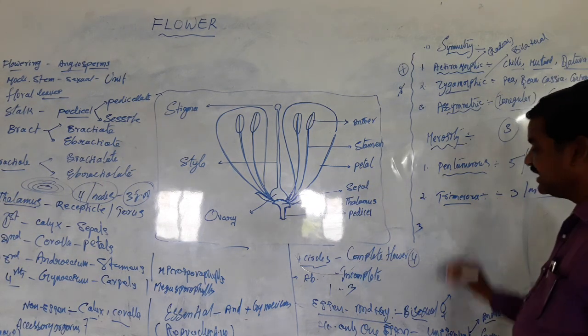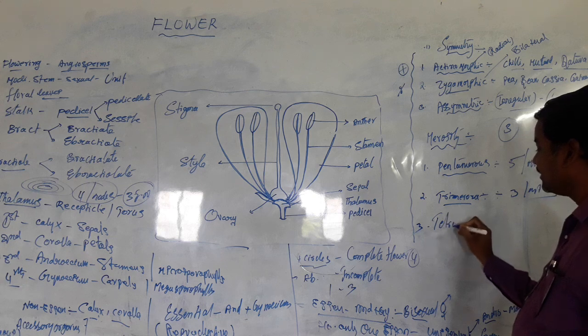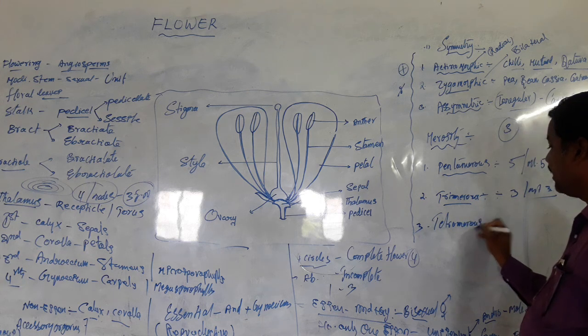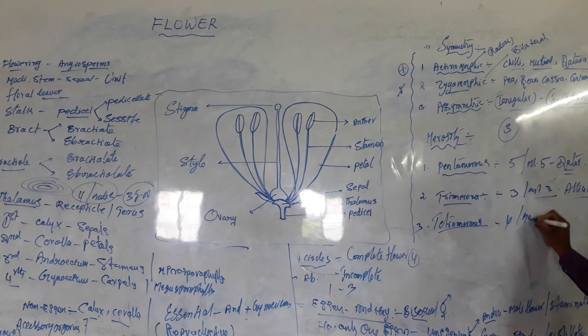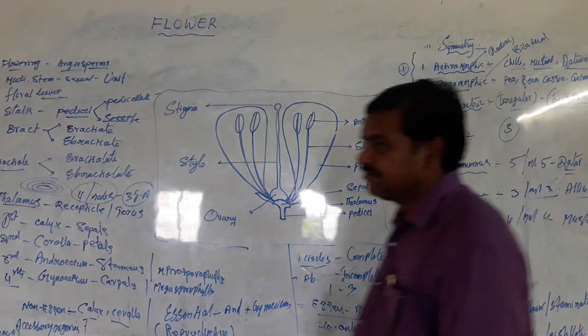And the third one is called tetramerous. Tetra means 4 and multiples of 4. One of the best examples, mustard. Best example, mustard.